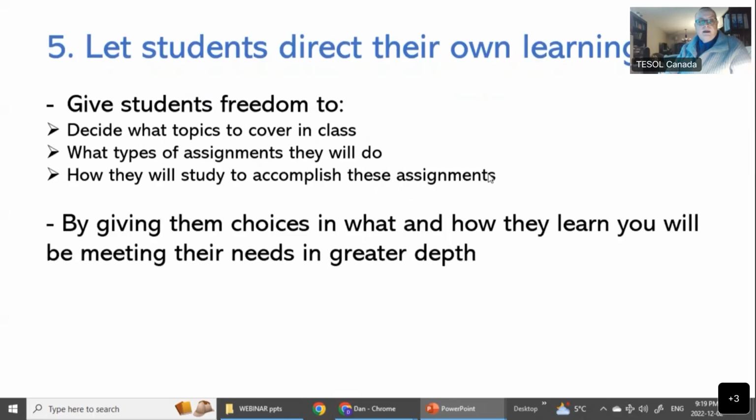And tip number 5, let the students direct their own learning. Give students freedom to decide what topics to cover in class, what types of assignments they will do, and how they will study to accomplish these assignments. Give the students choices to choose from. Give them some ownership over the decision of what they actually do as the assignment. By giving them choices in what and how they learn, you will be meeting their needs in greater depth.